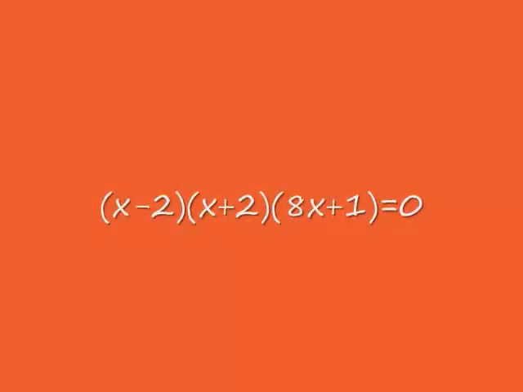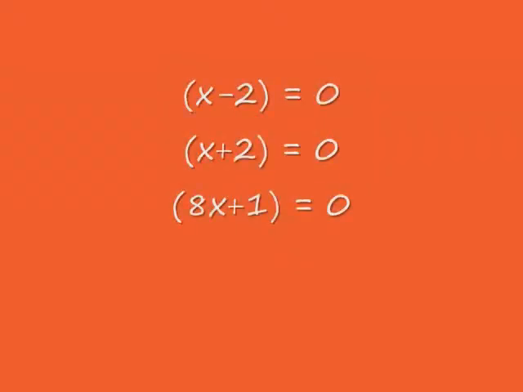Okay, so now we have x squared minus 4 times 8x plus 1 equals 0. The x squared minus 4 will factor further to x minus 2, x plus 2, times 8x plus 1 equals 0.